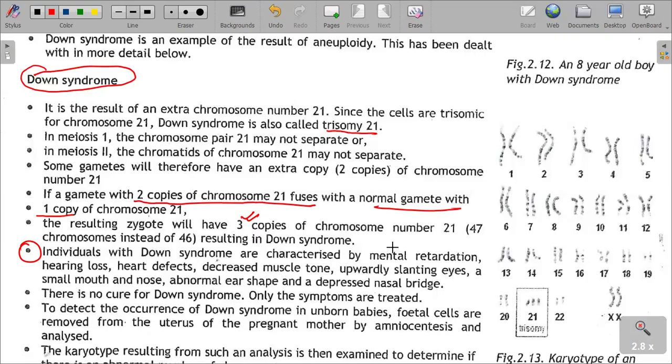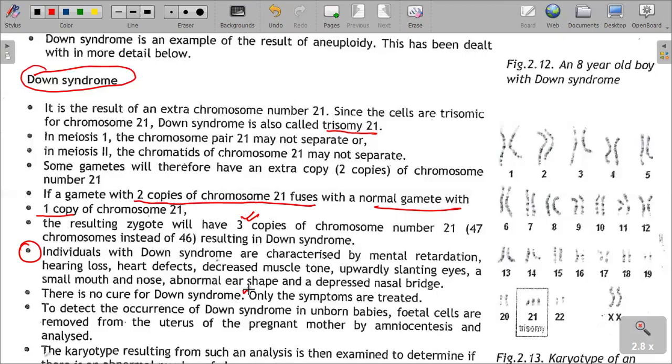They also suffer from hearing loss. They also have heart defects, decreased muscle tone, upward slanting eyes, a small mouth, accompanied by a small nose. There is abnormal ear shape and a depressed nasal bridge. The bridge is not there, it is depressed. There is no cure for Down syndrome anyway. Only the symptoms are treated and managed.